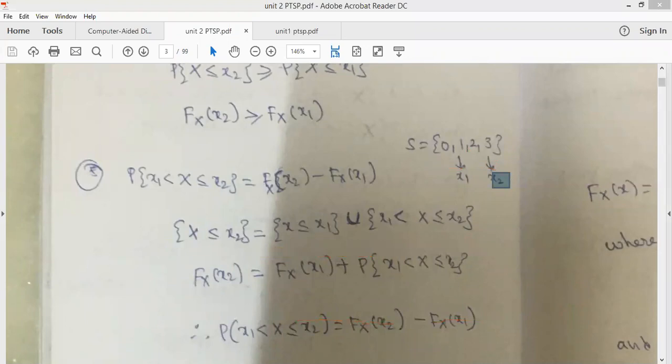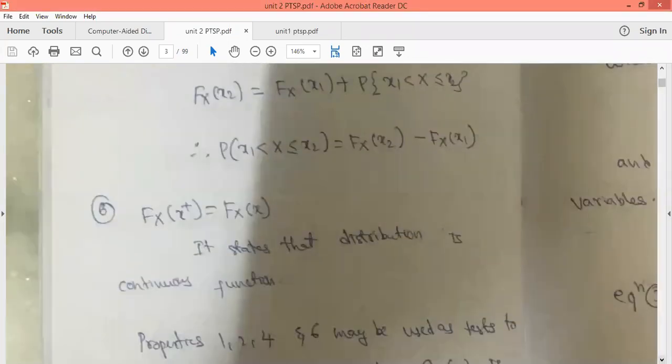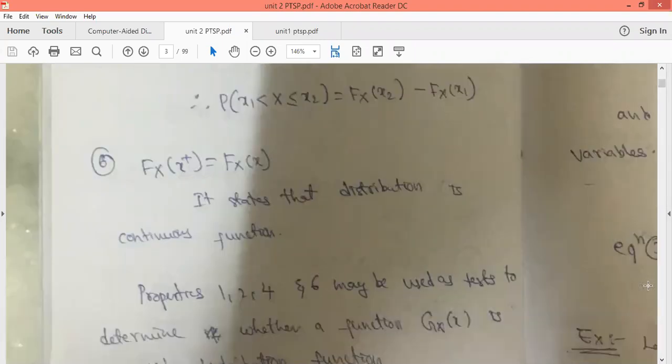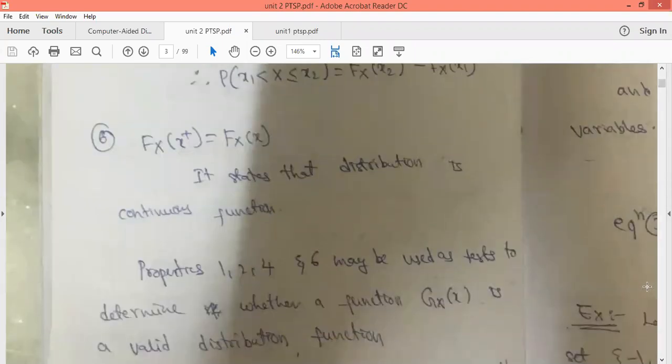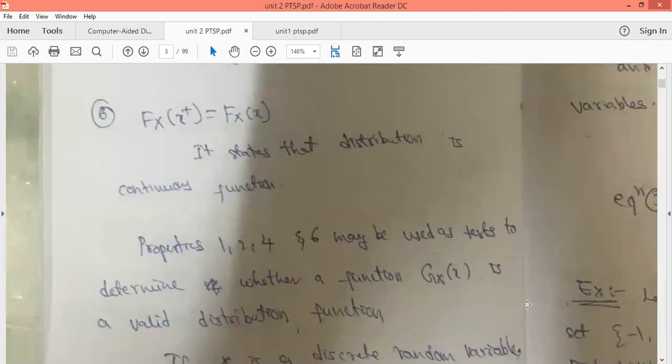The sixth property says that the distribution function is a continuous function. So if you want to check whether any function is a probability distribution function, we have to check whether properties 1, 2, 4 and 6 are satisfied. If these properties are satisfied, then we say that the given function is a valid distribution function.